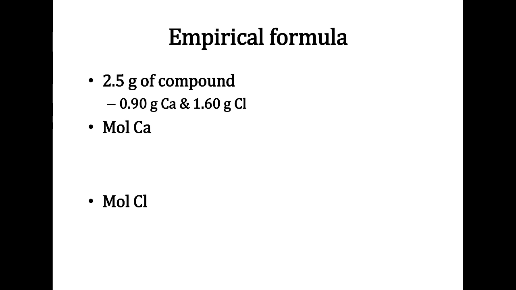So we'll start with our calcium. We'll have 0.90 grams of calcium. And then to convert this to moles, we'll say 1 mole of calcium is 40.08 grams. Okay, so that's the molecular weight, or the atomic weight that you could get off the periodic table. Whenever you plug that in, that will give you 0.022 moles of calcium.